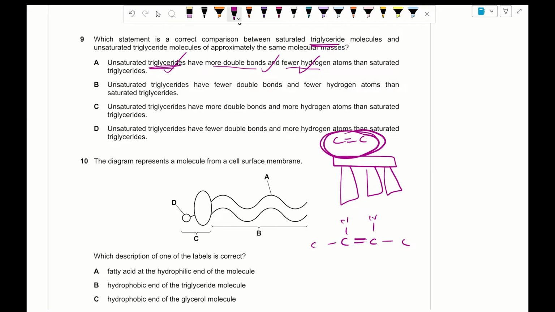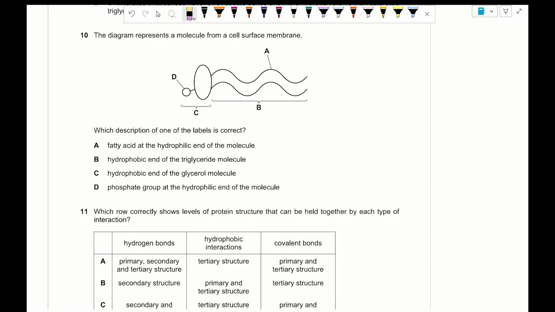Therefore, there are going to be fewer hydrogen atoms by introducing carbon double bonds. Therefore, the answer is going to be A. Number 10, the diagram represents a molecule from a cell surface membrane. Which description of the labels is correct?